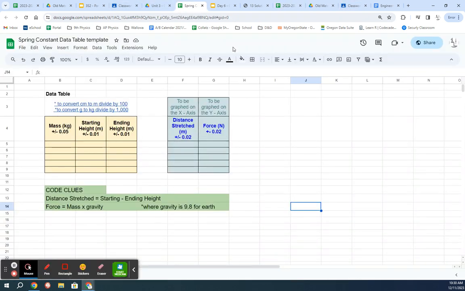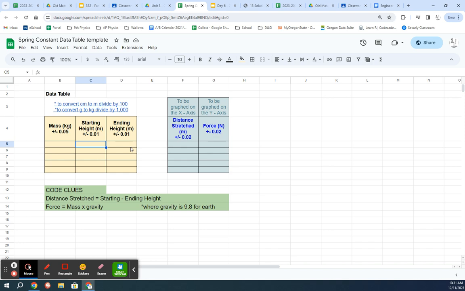So this data table looks something like this. Again, we have our starting mass. If you have the mass value in grams, like 100 grams, you're just going to want to divide that by 1,000 to get that into kilograms. So 100 grams would be 0.1 kilograms.